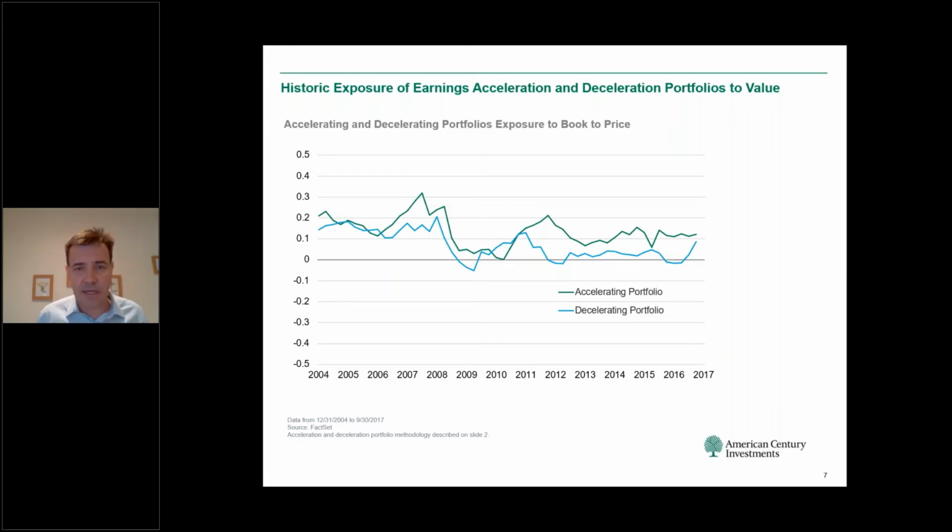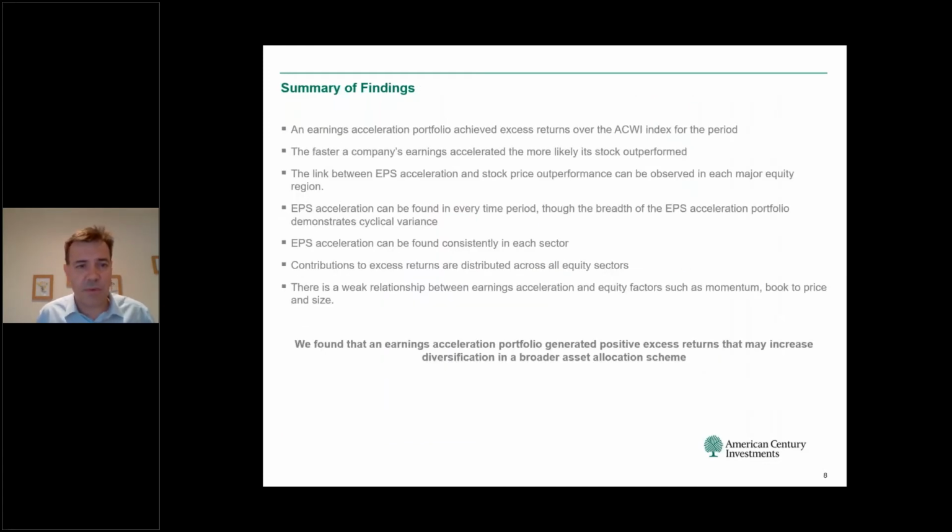So on the next slide, I'm going to try and pull all of this together, everything we've covered so far. The data that I shared and these conclusions are all in the paper that we've published, so I'm not going to go through everything here. But what we can see from the data is that we've established a link between earnings acceleration and stock price outperformance that is significant and that can be observed across different equity regions and different sectors. To confirm this point, we found that the higher the rate of acceleration, the higher the level of outperformance.